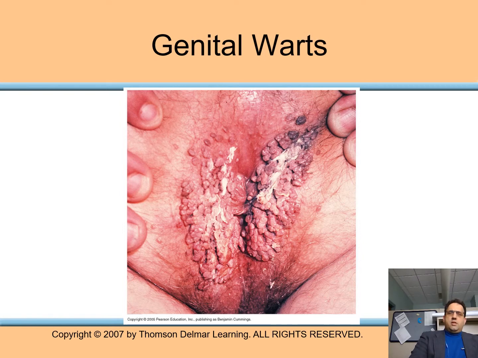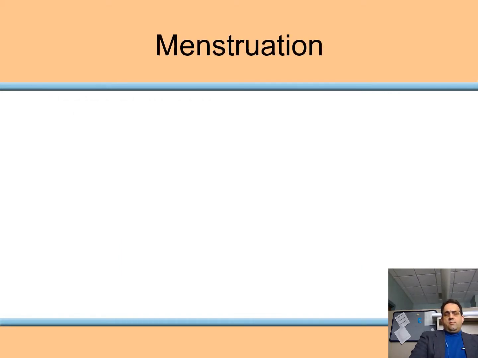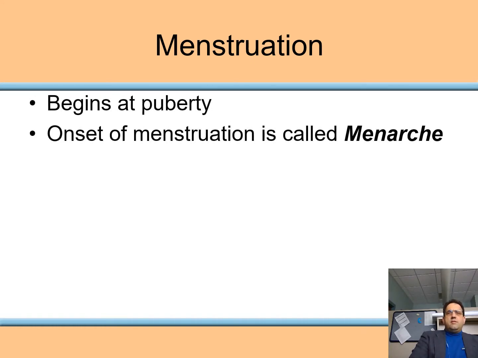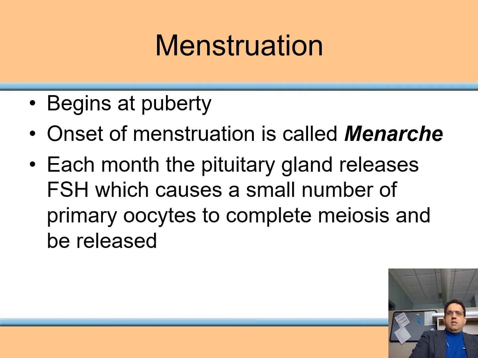Here's a picture of a really bad case of genital warts, which is caused by the human papillomavirus. Menstruation begins at puberty. The onset of menstruation is called menarche. Each month, the pituitary gland releases follicle-stimulating hormone, which causes a small number of primary oocytes, or early eggs, to complete meiosis and be released.